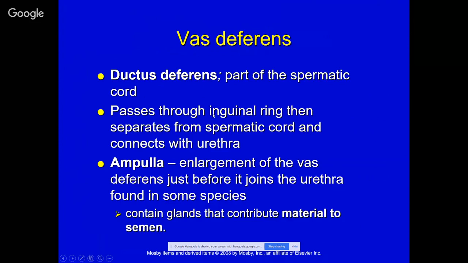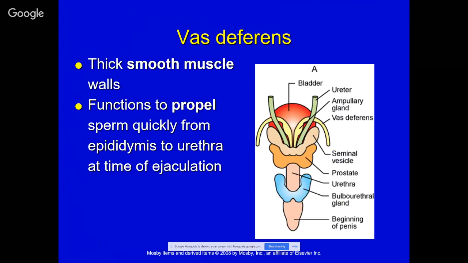The vas deferens, or ductus deferens, is part of the spermatic cord. It passes through the inguinal ring and then separates from the spermatic cord and connects with the urethra. There's the ampulla, which is an enlargement of the vas deferens just before it joins the urethra, found in some species. Those contain glands that also contribute material to the semen. The vas deferens has thick, smooth muscle walls, which function to propel sperm quickly from the epididymis to the urethra at the time of ejaculation. So the vas deferens comes up from both testes and goes into the urethra.